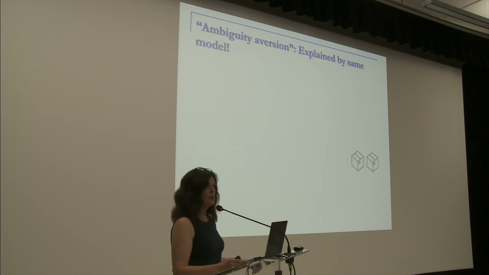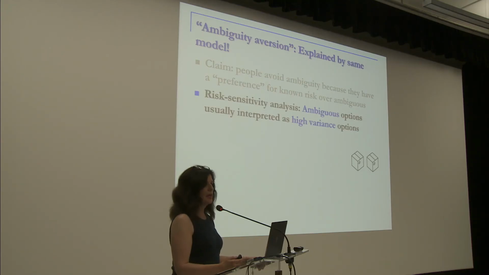Ambiguity aversion is also explained by the same model. The claim that many economists keep making is that people are averse to ambiguity, and for a problem like this, that they avoid ambiguity because they have a preference, again, it's the preferences that are invoked, for known risks over ambiguous options. Risk sensitivity analysis would say, well, ambiguous options, maybe they're usually interpreted as high variance options.